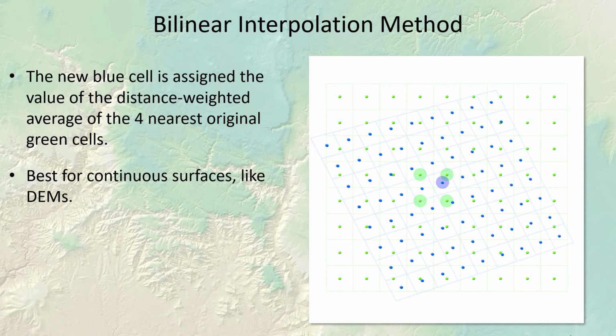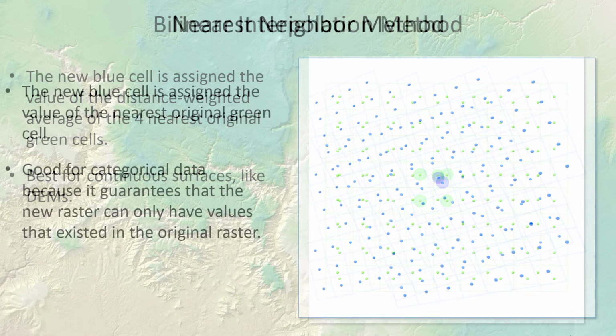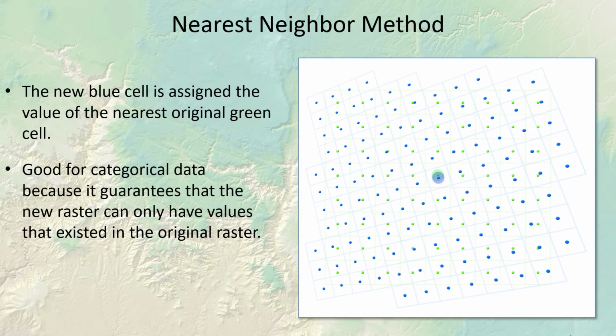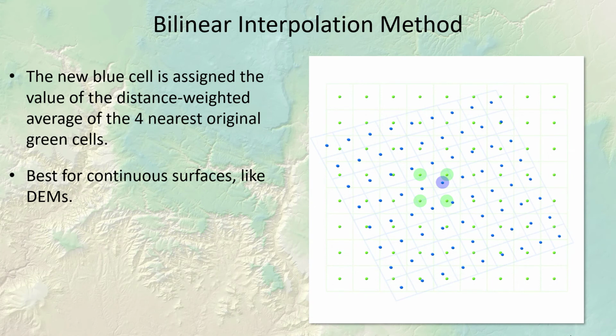You'd just kill it. On the other hand, it's very good for something like continuous rasters like elevation or slope. In this case, if those are 4 different elevation cells, well, maybe it's a really good idea to take the average of those 4 to estimate the elevation at this new cell. So it really comes down to categorical versus continuous rasters. Nearest neighbor is good for categorical rasters. Bilinear is good for continuous rasters.